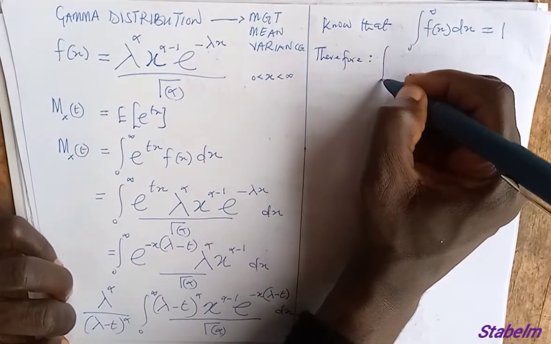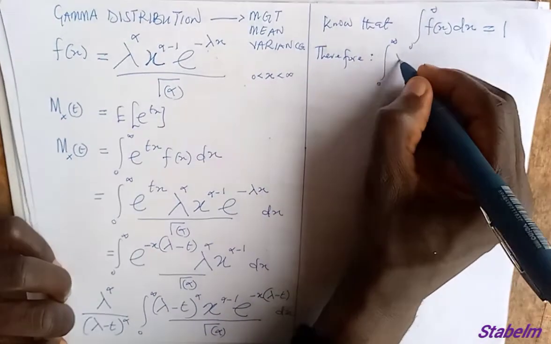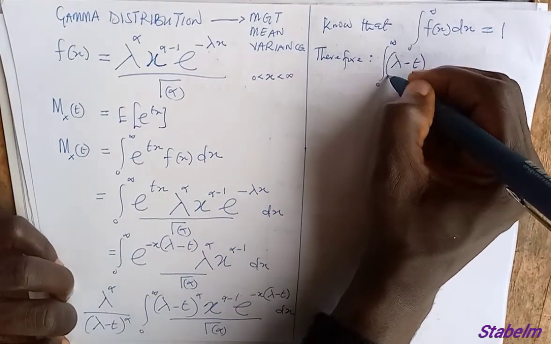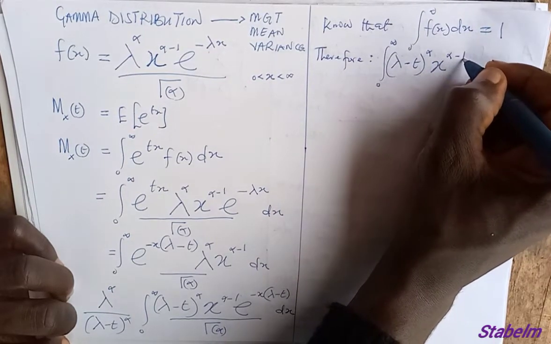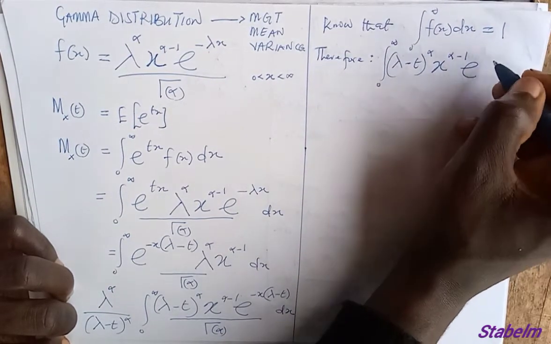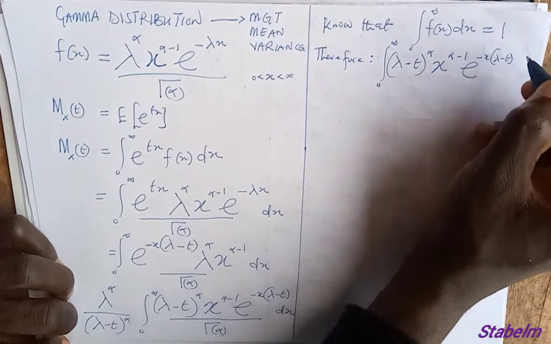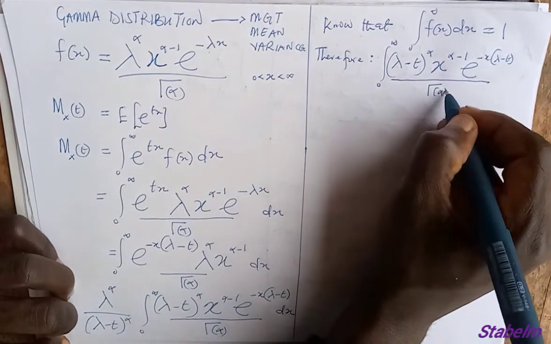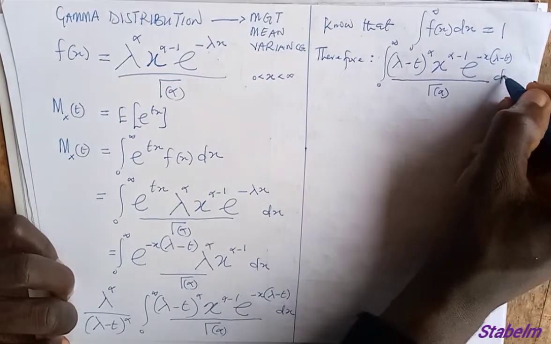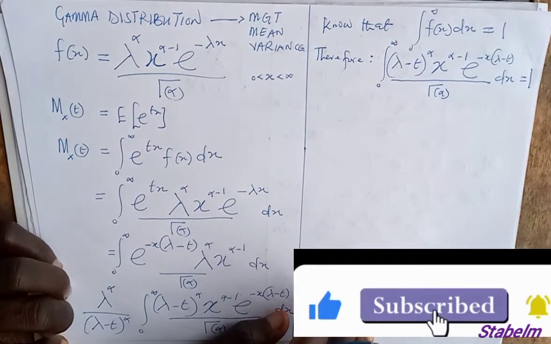So we say the integral from 0 to infinity of (lambda minus t) raised to power alpha, x raised to power alpha minus 1, then exponential raised to power minus x times (lambda minus t), divided by gamma of alpha, dx, will all be equal to 1.